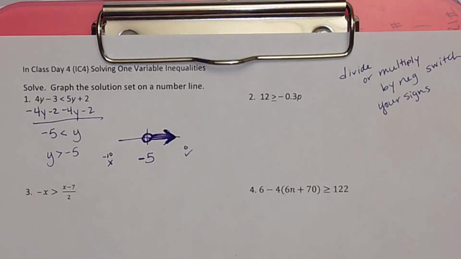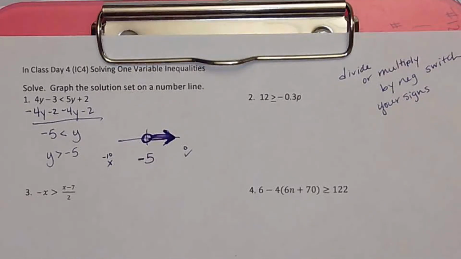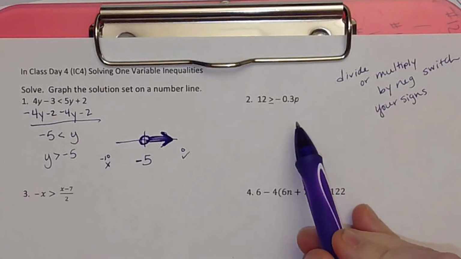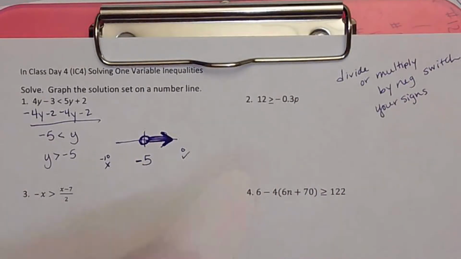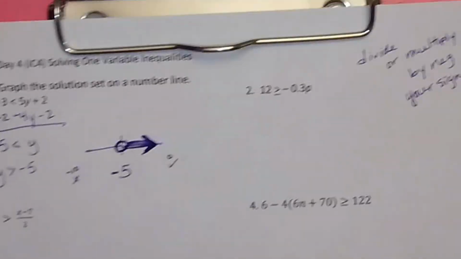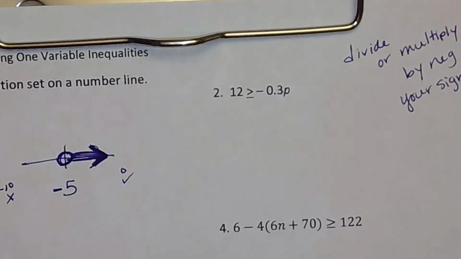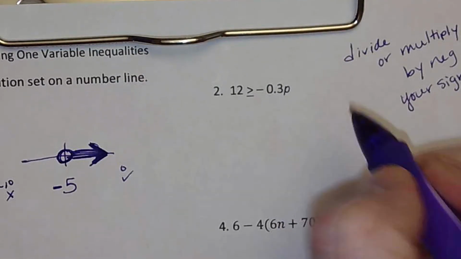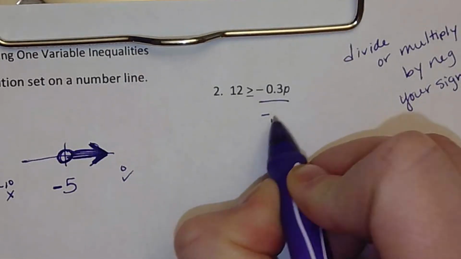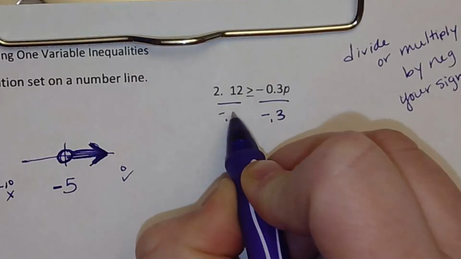Excuse me. So on the next one, I have a negative 3p on the right. I'm going to move this here and just get a little bit closer. There we go.